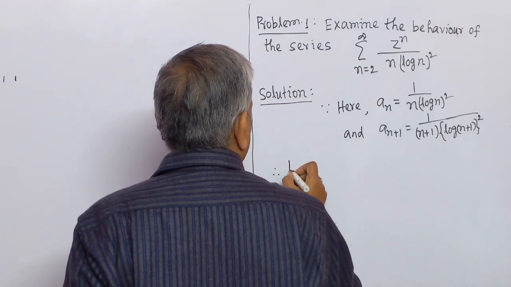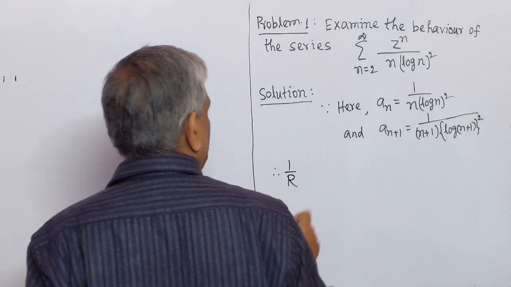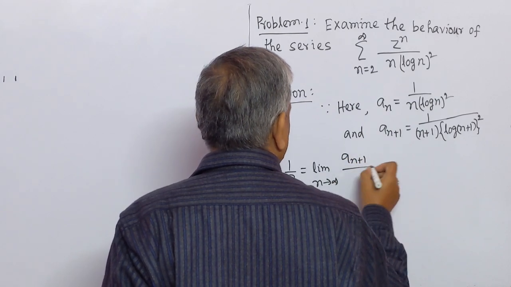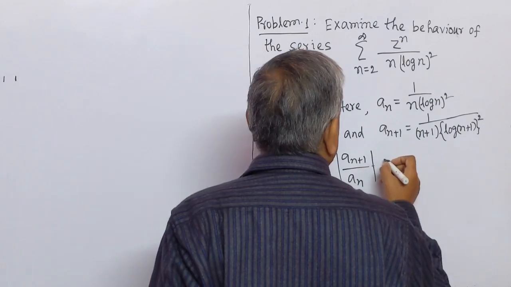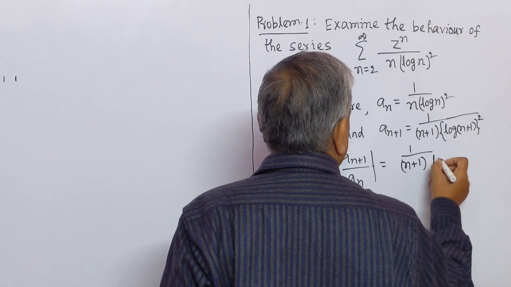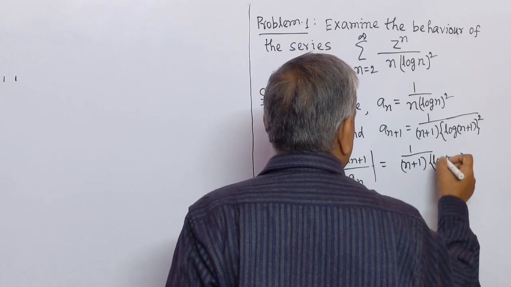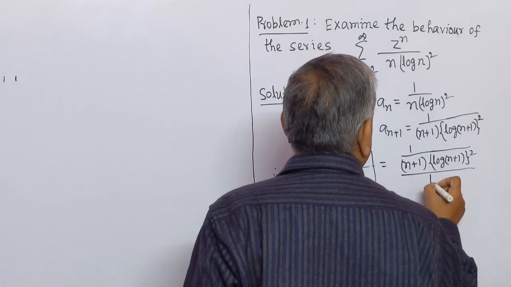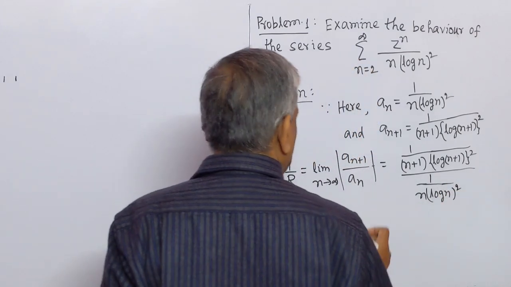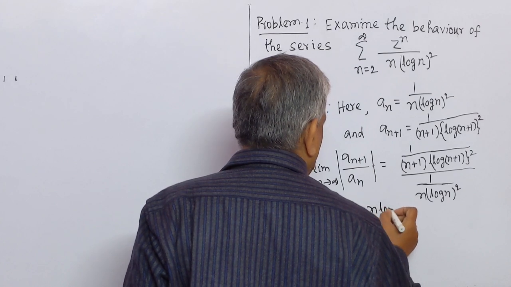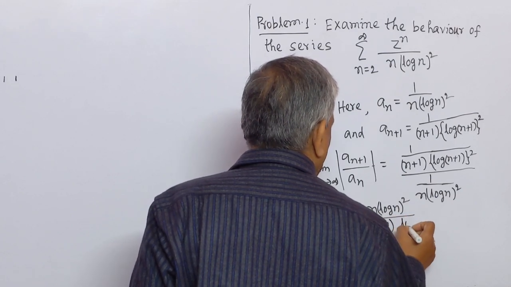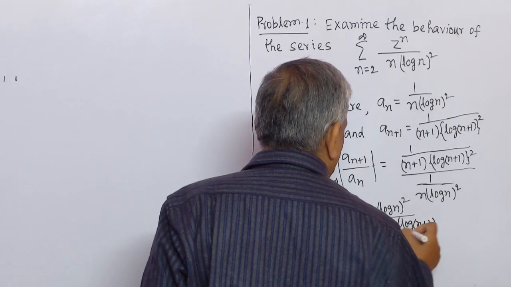Therefore, 1 by r, where r is the radius of convergence, equal to limit n tends to infinity modulus of a_(n+1) by a_n, and this equal to 1 by (n+1) (log(n+1)) whole square by 1 by n (log n) whole square, and this will be equal to n (log n) whole square by (n+1) (log(n+1)) whole square.